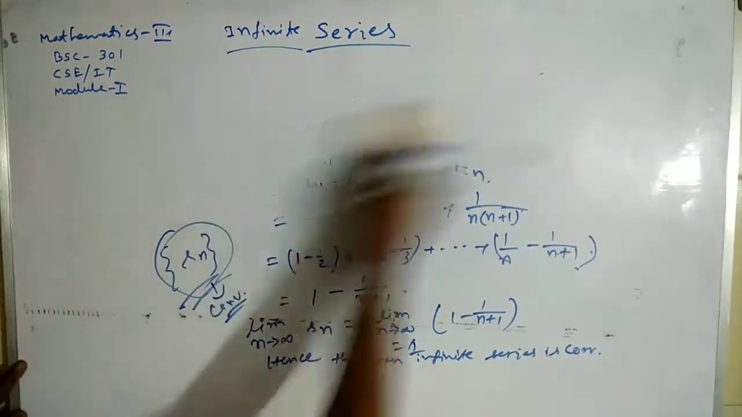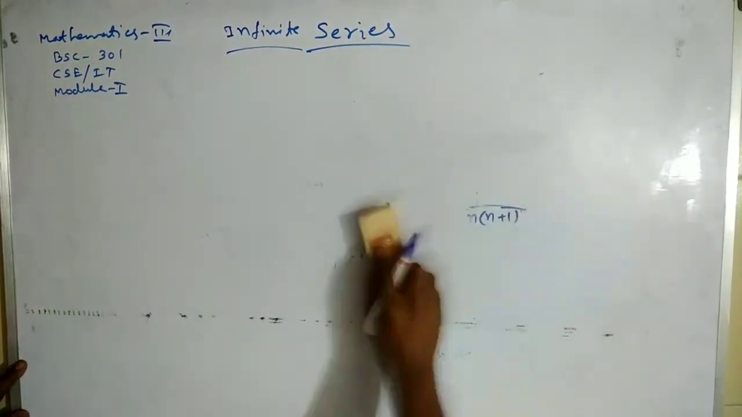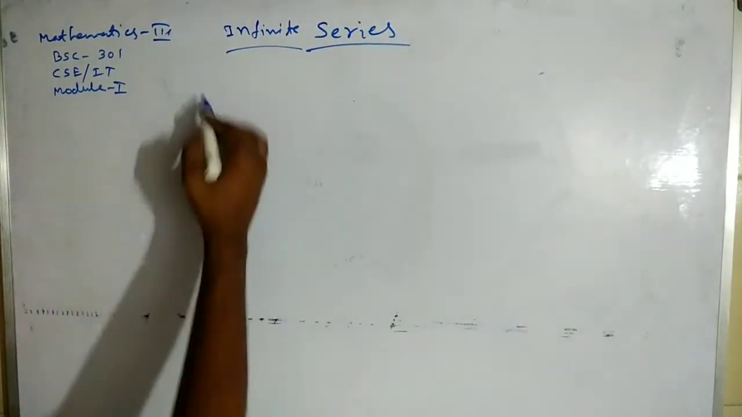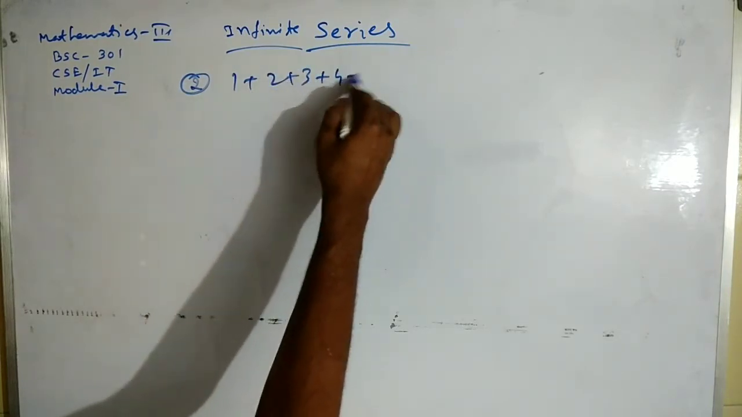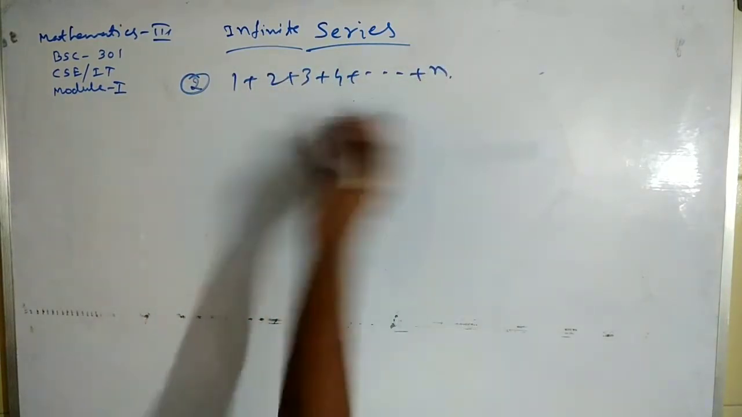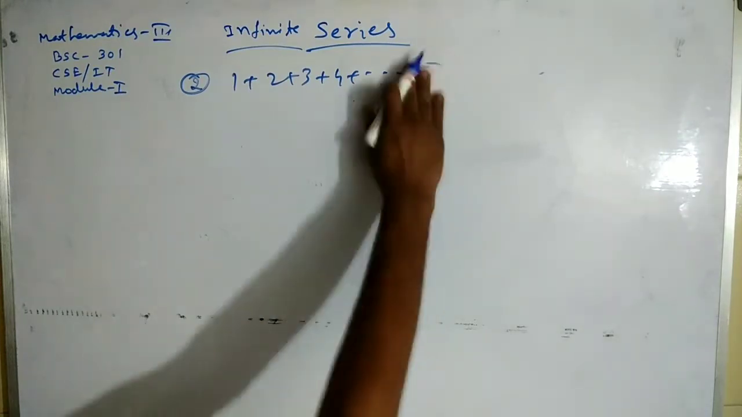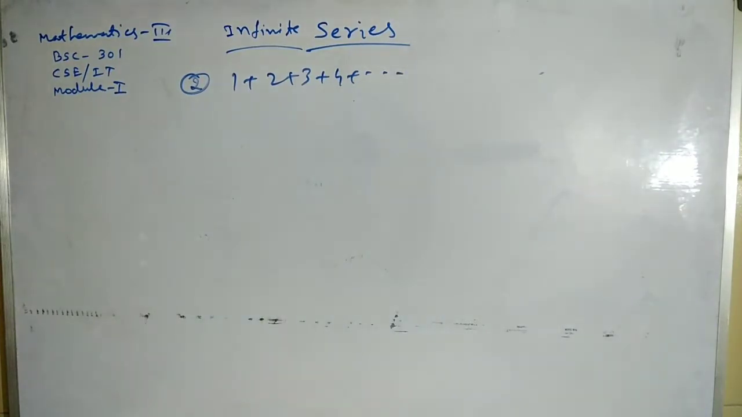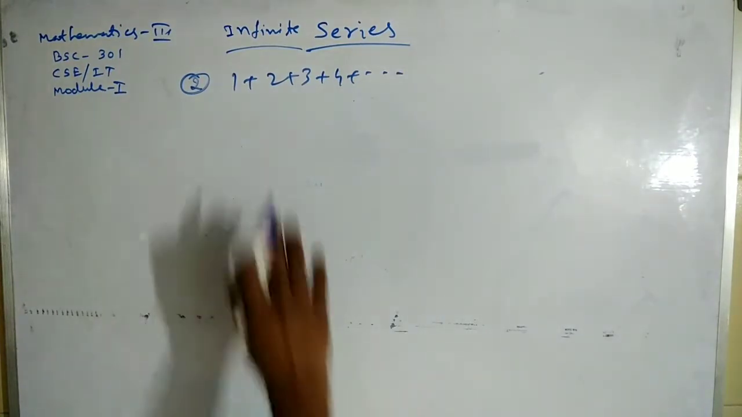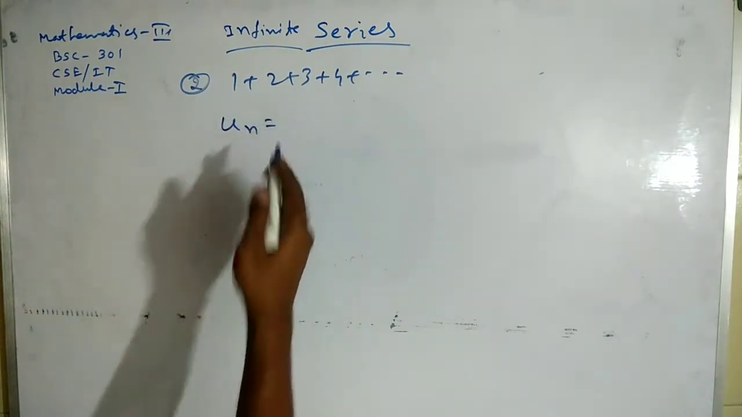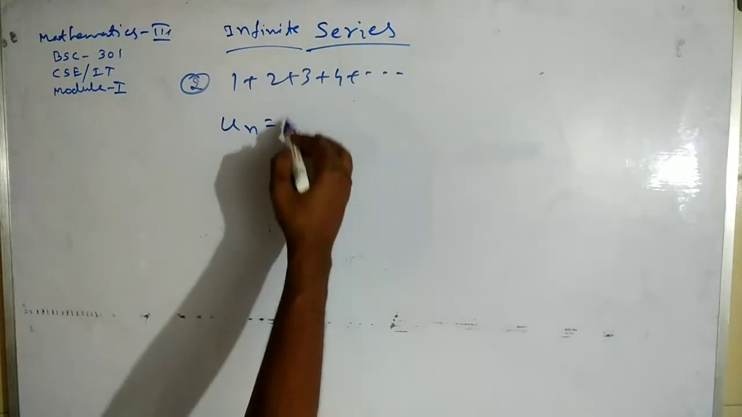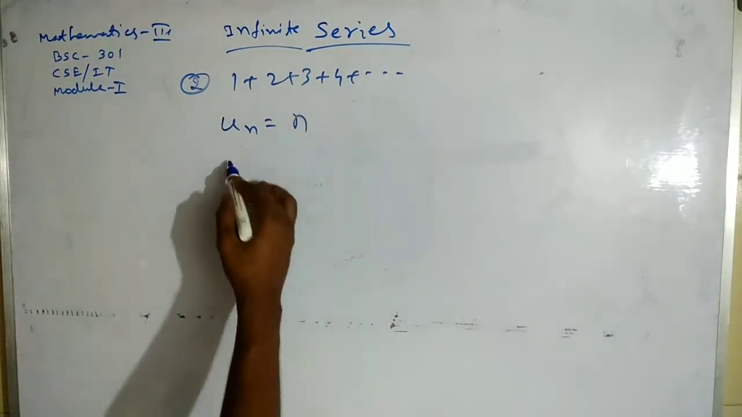Example number 2 is 1 plus 2 plus 3 plus 4 plus dot dot dot up to n. This is an infinite series. So see, if we write un, that is the nth term of the sequence un, this will be n. Okay, now what will be Sn?